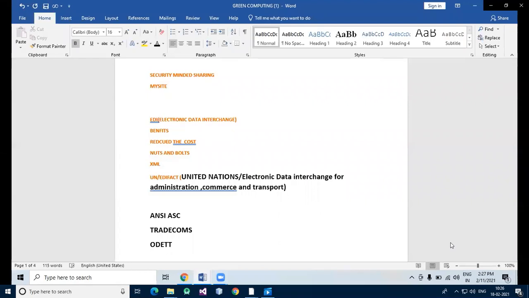Then ODETTE standard. This stands for organization.